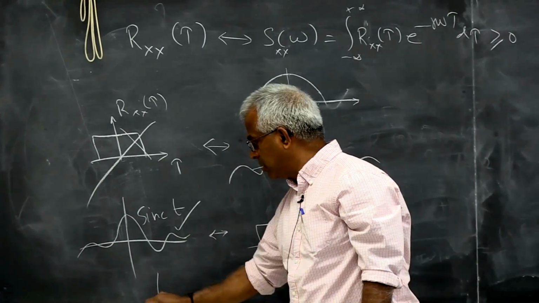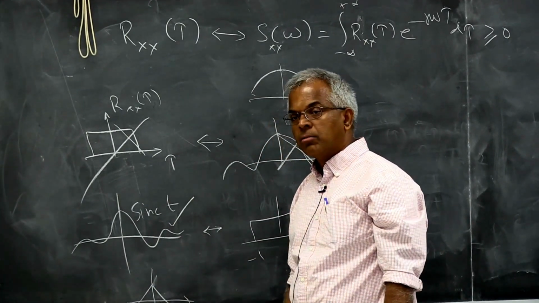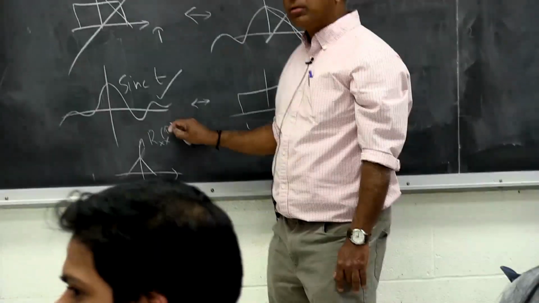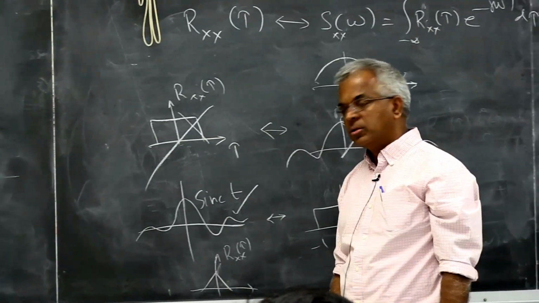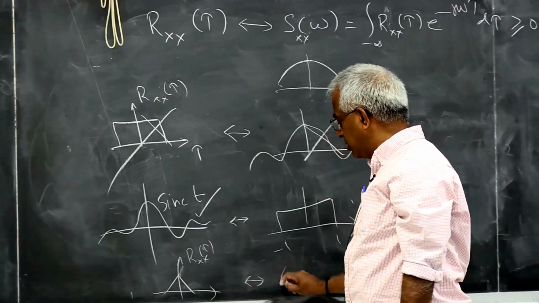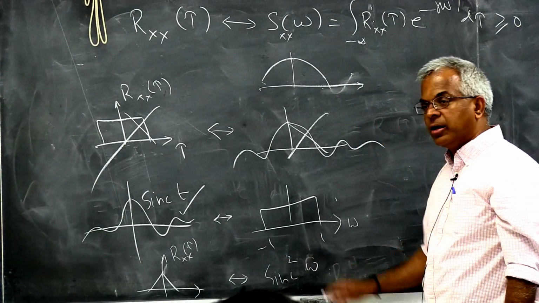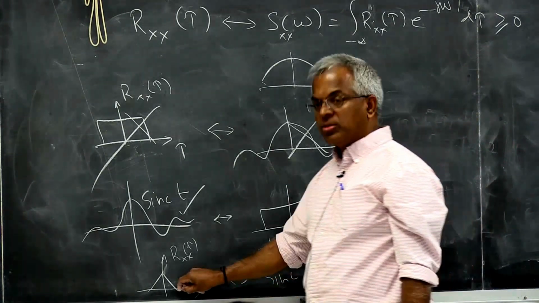How about this in time domain? A triangle. Valid autocorrelation or not? Anybody? Why? Because it's sinc squared. Very good. So you see, you need to know the properties. Then it's sinc squared omega. So whatever it is, it is non-negative. So you know this is.